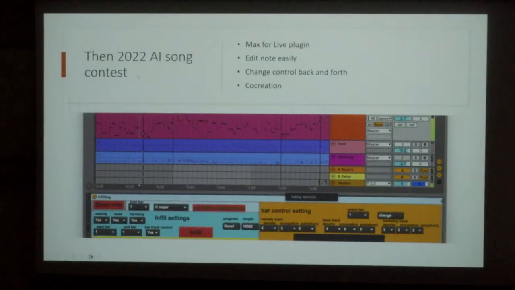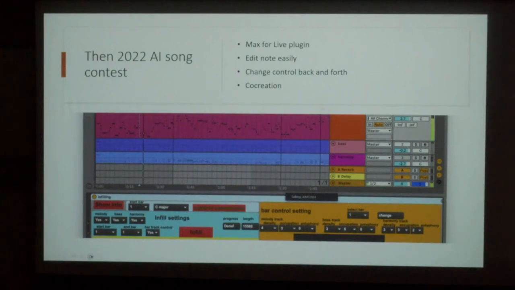And then one year later, I made a plugin in Ableton Live. Here, the user can select the place they would like to change. And this is the Max for Live plugin I made here. And you can see it shows some real information. It shows the basic metadata of the MIDI. And they can calculate the control inside this MIDI track, and also select what they want to do. And there are some controls here.